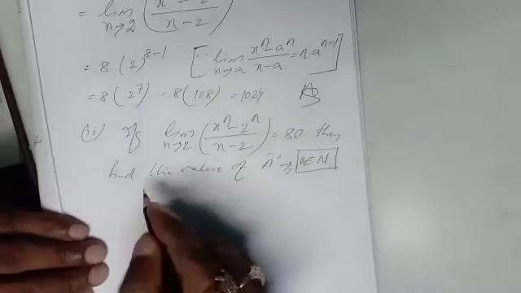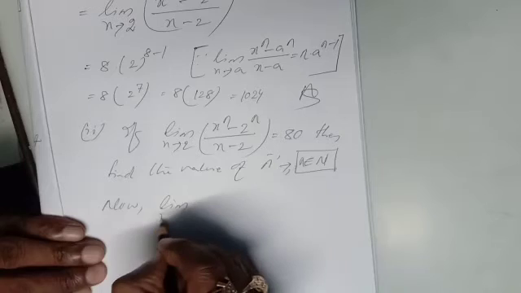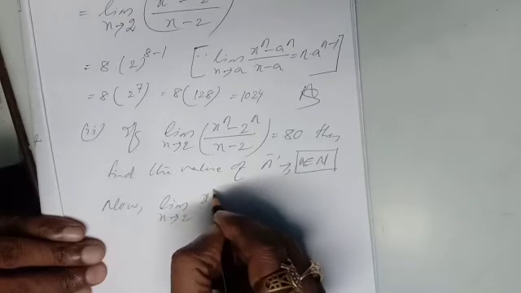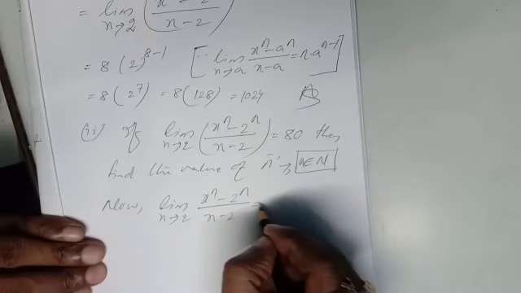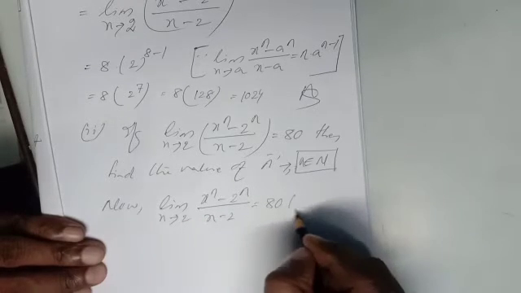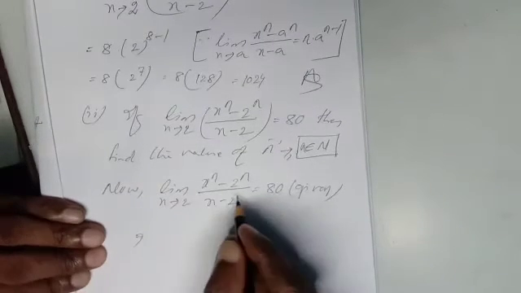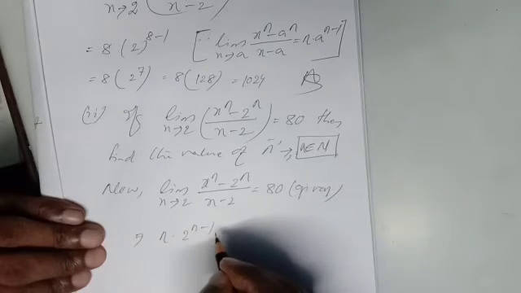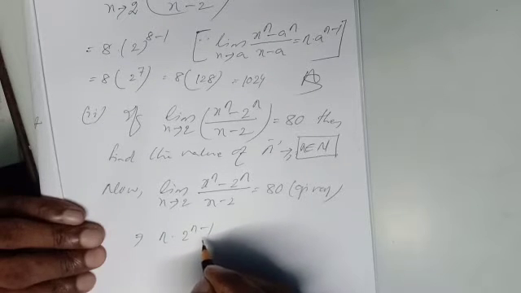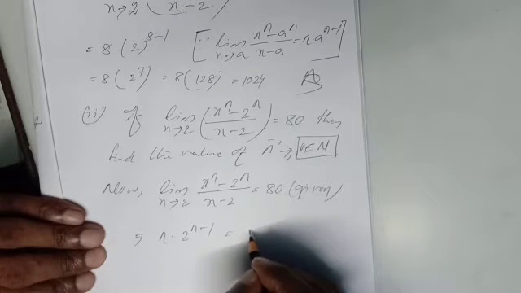Now see, limit x tends to 2, (x to the power n minus 2 to the power n) by (x minus 2) is equal to 80, as given in the question. Now we apply the limit formula here. As per the limit formula, n will come outside: n into 2 to the power n minus 1. Yes or no? N into 2 to the power n minus 1 is equal to 80.